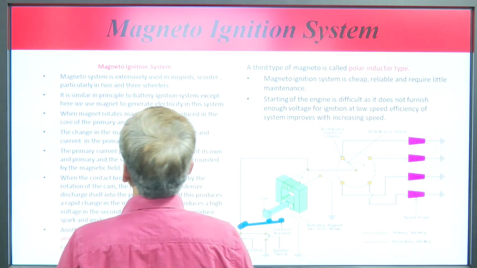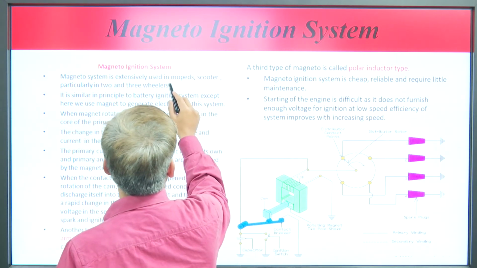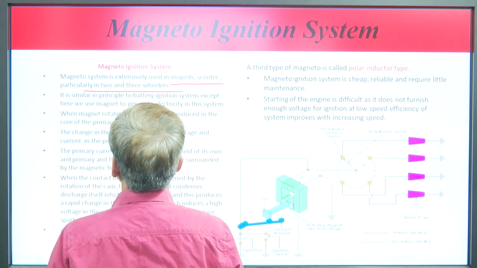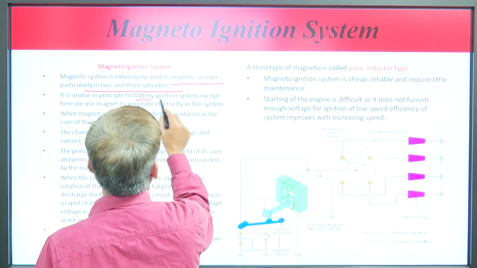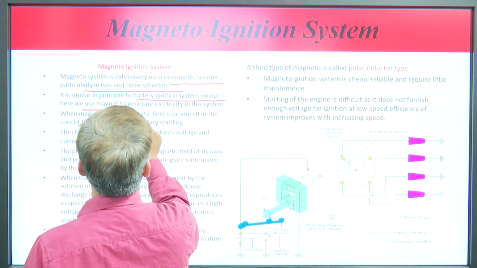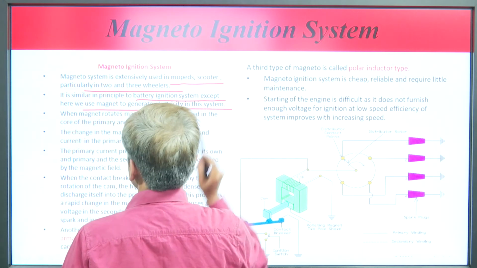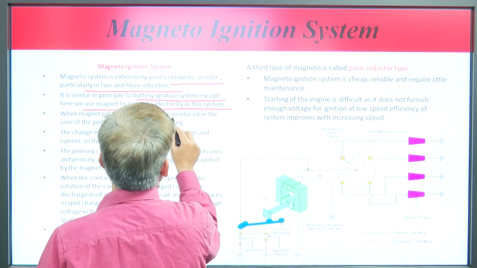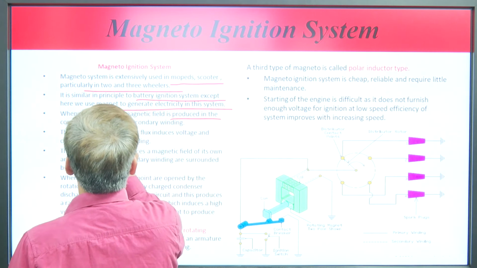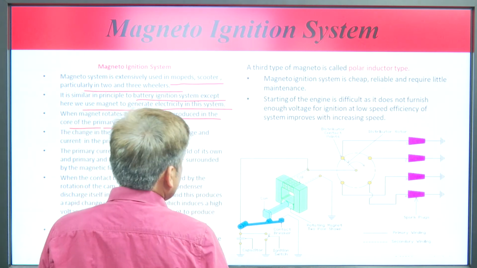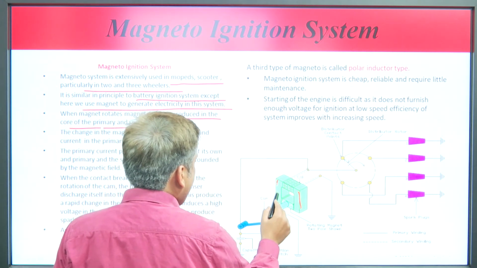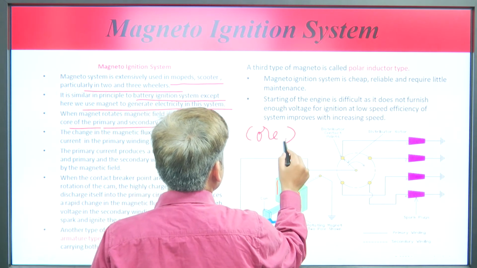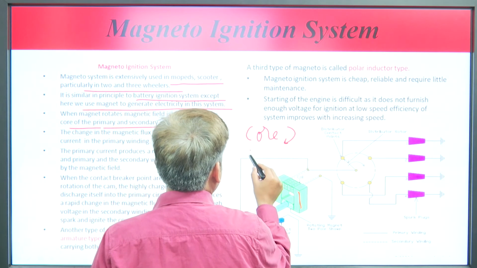The magneto system is extensively used for mopeds and scooters, particularly in 2 and 3 wheelers. It is similar to the battery ignition system, except here we use a magnet to generate electricity in the system. When the magnet rotates, a magnetic field is produced in the core of the primary and secondary winding. So, either the core revolves or the magnet revolves.